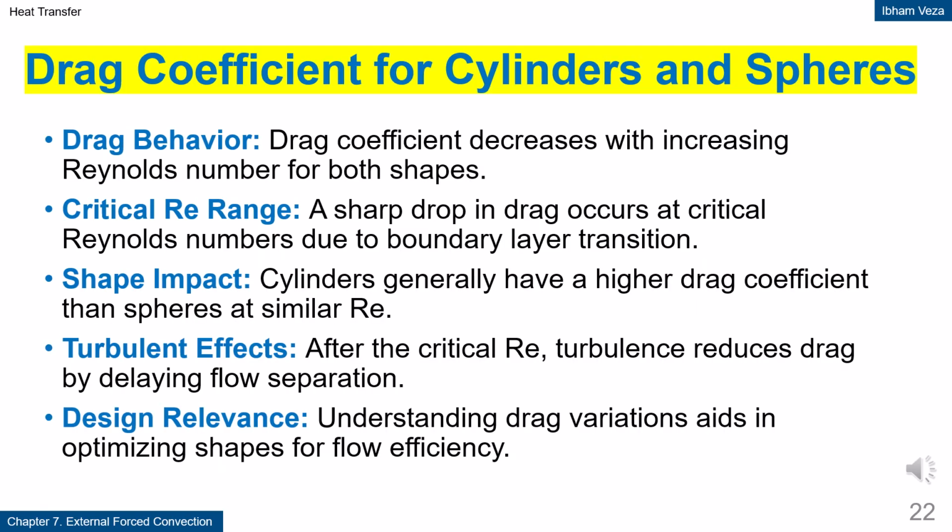Drag coefficient for cylinders and spheres. This slide explains how the drag coefficient for cylinders and spheres changes with Reynolds number. In general, the drag coefficient decreases as the Reynolds number increases. In the critical Reynolds range, a sharp drop occurs due to changes in the boundary layer behavior. After transition to turbulent flow, separation is delayed and drag is reduced. Understanding this behavior is very important for shape optimization.